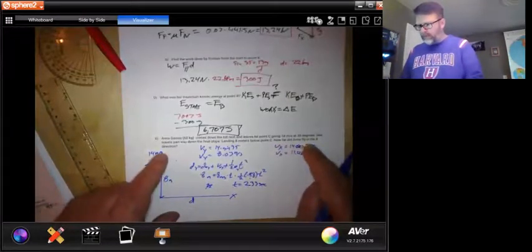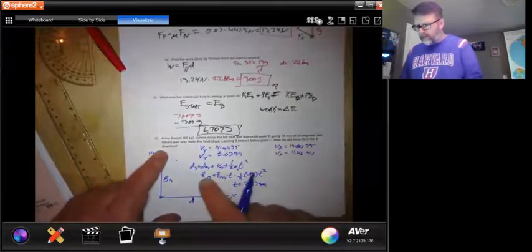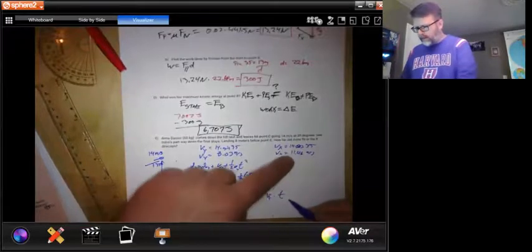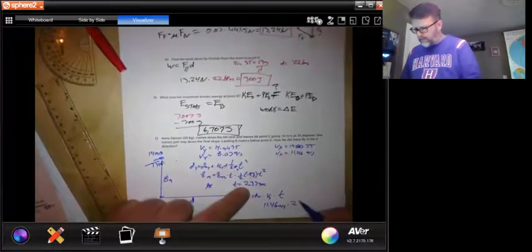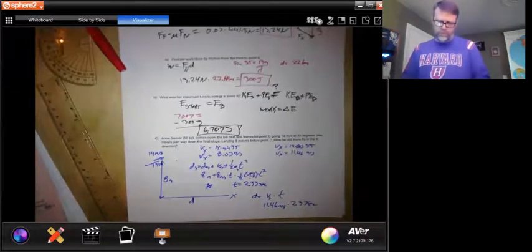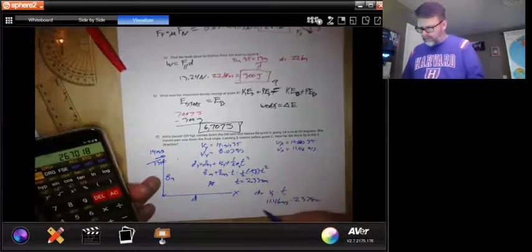Right, and then I can come over here. How far did she fly in the x direction? So I can do a similar formula, but it's going to simplify down to 11.46 times 2.33 seconds. And what does that give us? And that gives us 26.7 meters.